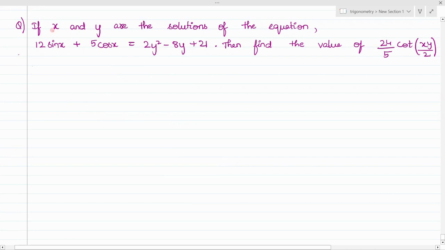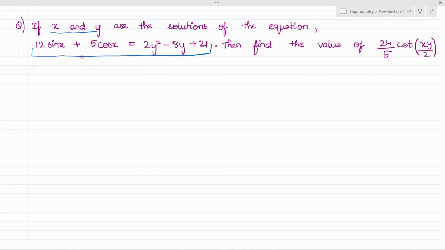In this question, it is given that x and y are the solutions of the equation. And this is the equation. This equation, which we have already discussed in the earlier question, has trigonometric ratios on the LHS and a quadratic expression on the RHS. So we need to find the value of this. To find it, first we need to find the values of x and y, and to find those, we first need to find the range of LHS and RHS separately.